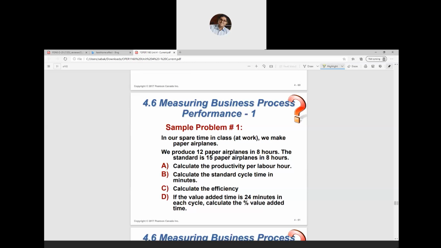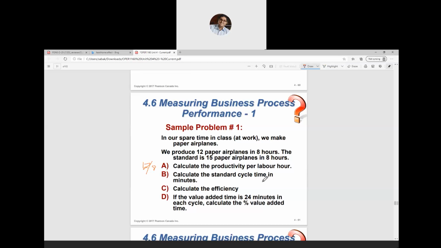There are some examples here. We took the examples last week, so I'm not discussing much. For example, we produced 12 paper planes in 8 hours. So the productivity per labor hour is 12 divided by 8. So the answer for it is 12 by 8.